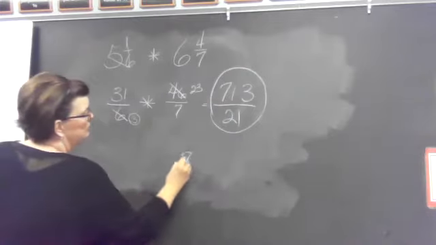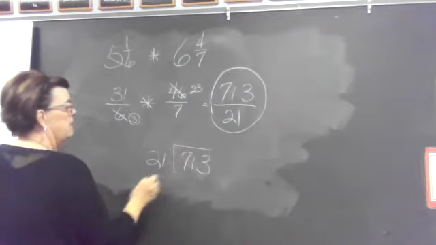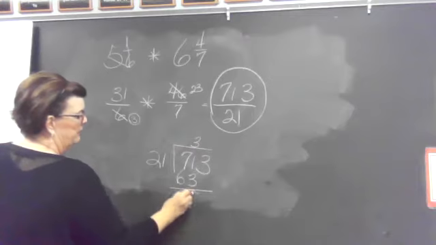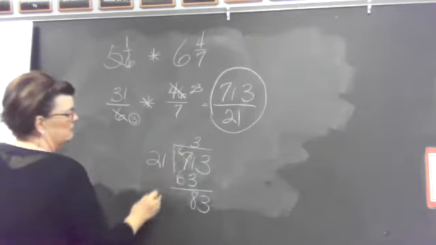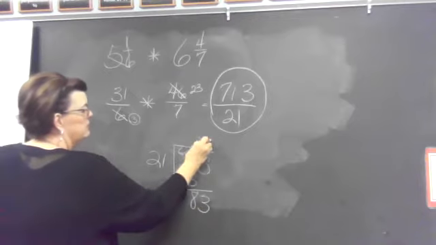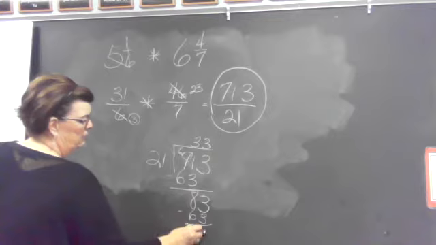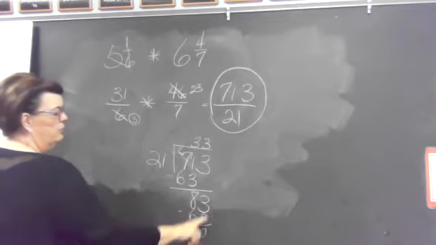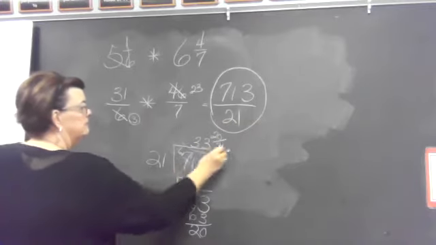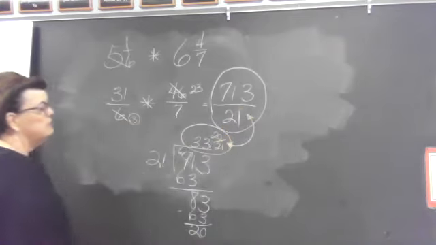If your answers on the test are in mixed fractions, then we're going to change it to a mixed fraction. Top dog goes inside the house. 21 goes into 713 thirty-three times, which is 693. We have 20 left. So 20 is the remainder over the divisor. This answer and this answer are equal to each other, and both of them are correct. They're just in different forms.